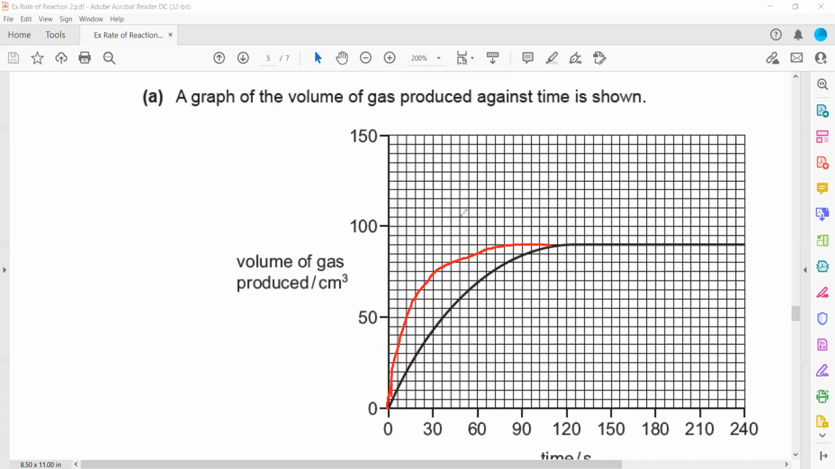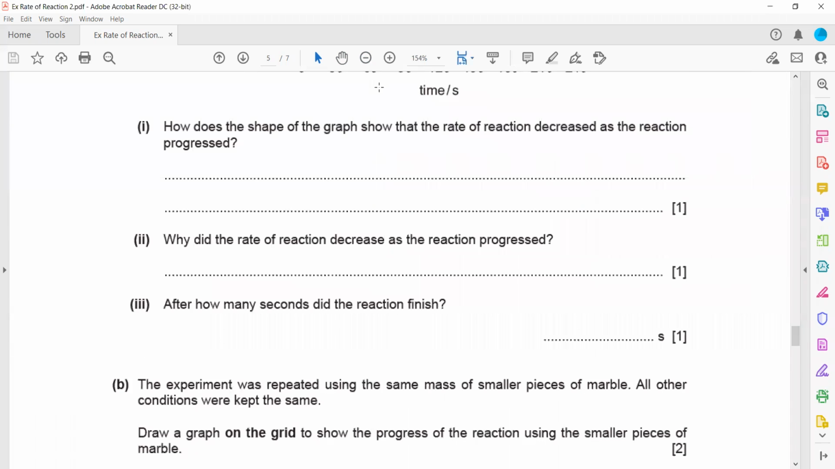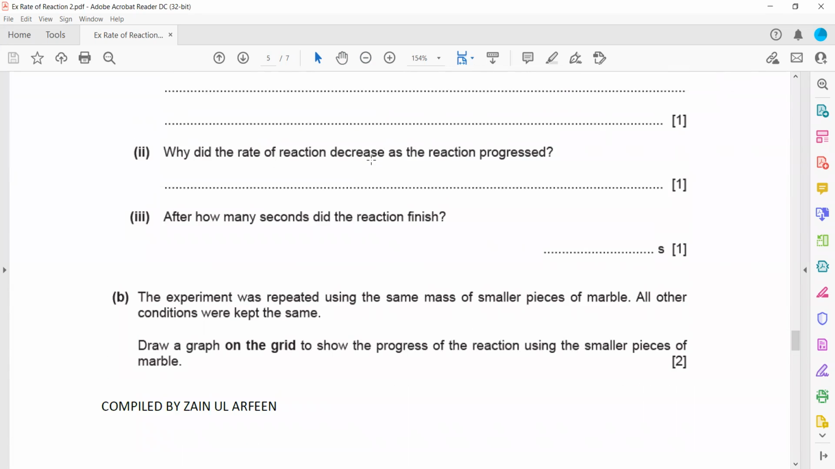So this will be the graph when we are using small marble chips, or we are using a large surface area, crushed or powdered form. Is this part clear, how we explain that the rate becomes faster as we are using a small area? Part B. Is it clear?